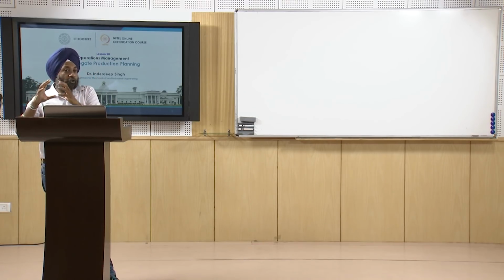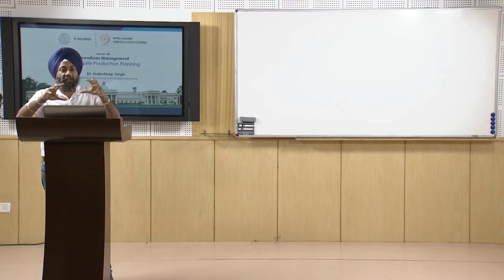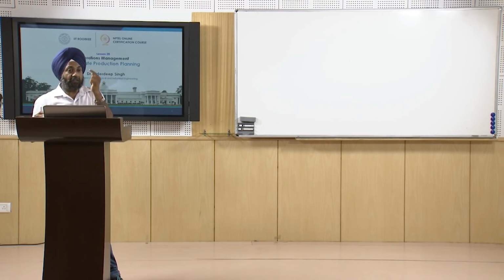So as a production manager, I have to see three important things. What are the production alternatives or the strategies available with me? Then what is the cost of each particular production alternative? That is, for regular time production, what is the cost per unit? For overtime production, what is the cost per unit? For hiring people, what is the cost? For firing the people, what is the cost? So I must have the number of production alternatives available with me, that is one thing.